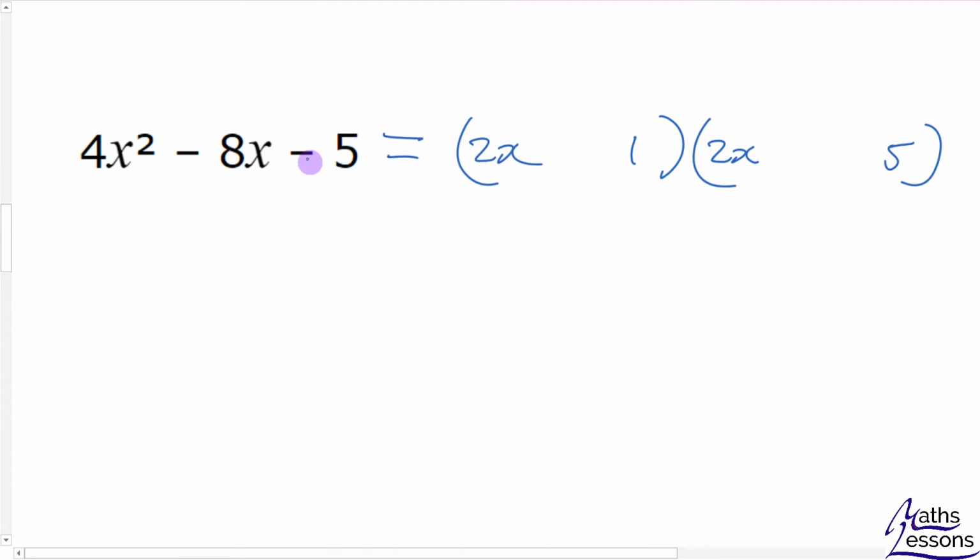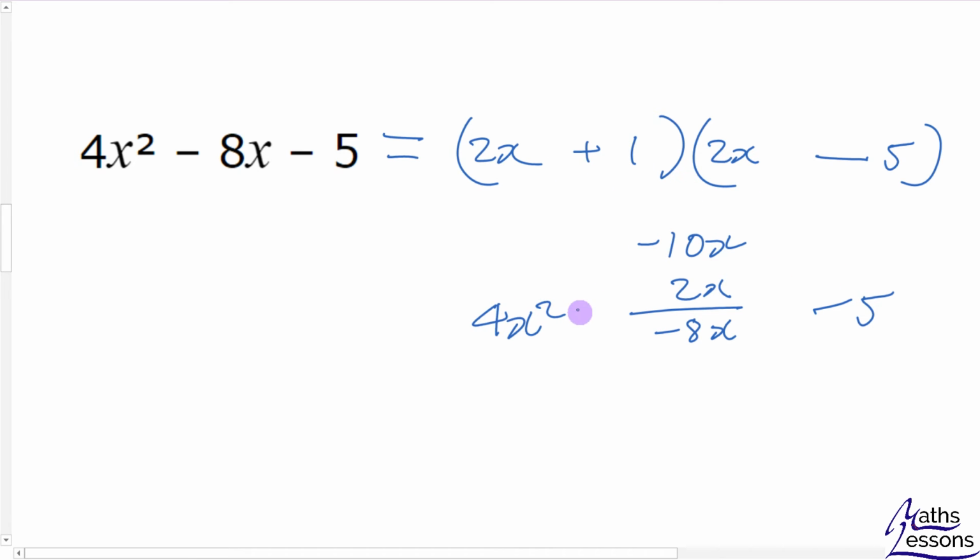Now I want a minus 5 here and a minus 8, so I want the big number to be minus. So if I put a minus with the 5, that'll give me minus 10x, and I times this by this. And I put a plus 1 with the 2x, I get a plus 2x, and they combine to give me minus 8x. 1 times minus 5 is minus 5. 2x times 2x is 4x squared. So I've got the right answer.